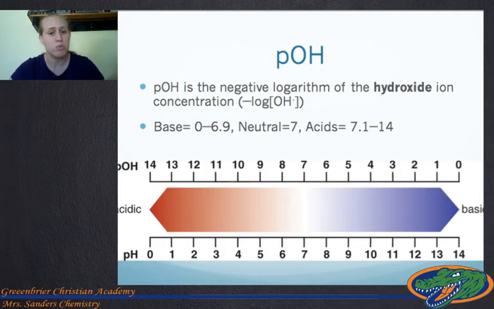So you just type in negative log and then you type in your molar concentration of OH negative. On this scale, it's reversed. Because we're focusing on our hydroxide, that's what's going to be the lower number. So on the pOH scale, 0 to 6.9 is considered a base. 7 is still neutral, but 7.1 to 14 is considered an acid. The important part is that you realize which scale you're looking at, because you don't want to confuse whether something is an acid or a base on these scales.